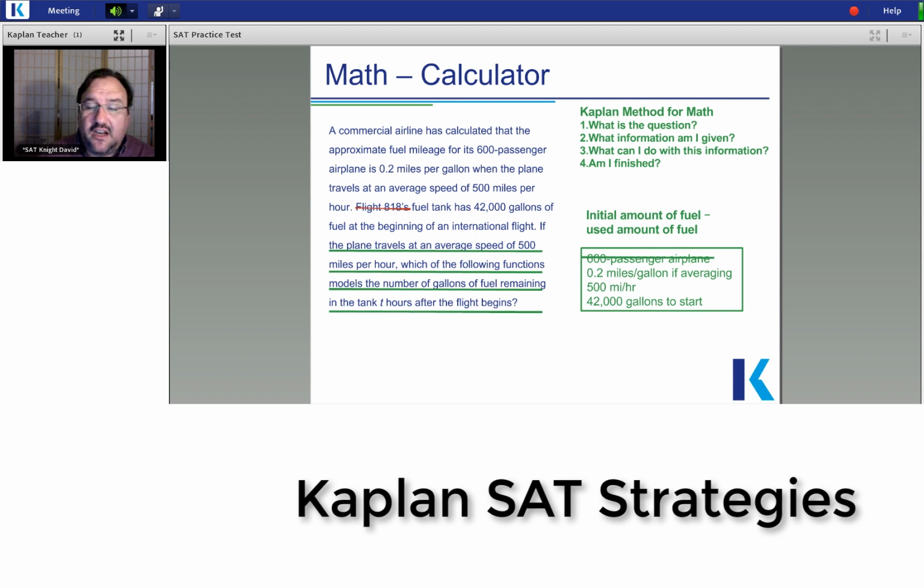We're going to try to set up the equation. The big thing to pay attention to on questions like this is units. We're trying to convert, so we want to make sure that we're in the right units. The question is asking which of the following functions models the number of gallons of fuel remaining. So when it tells us the following functions, we're not coming up with an answer per se, we're coming up with the equation. We need to come up with what the function is, and our equation needs to tell us the gallons of fuel remaining t hours after flight.